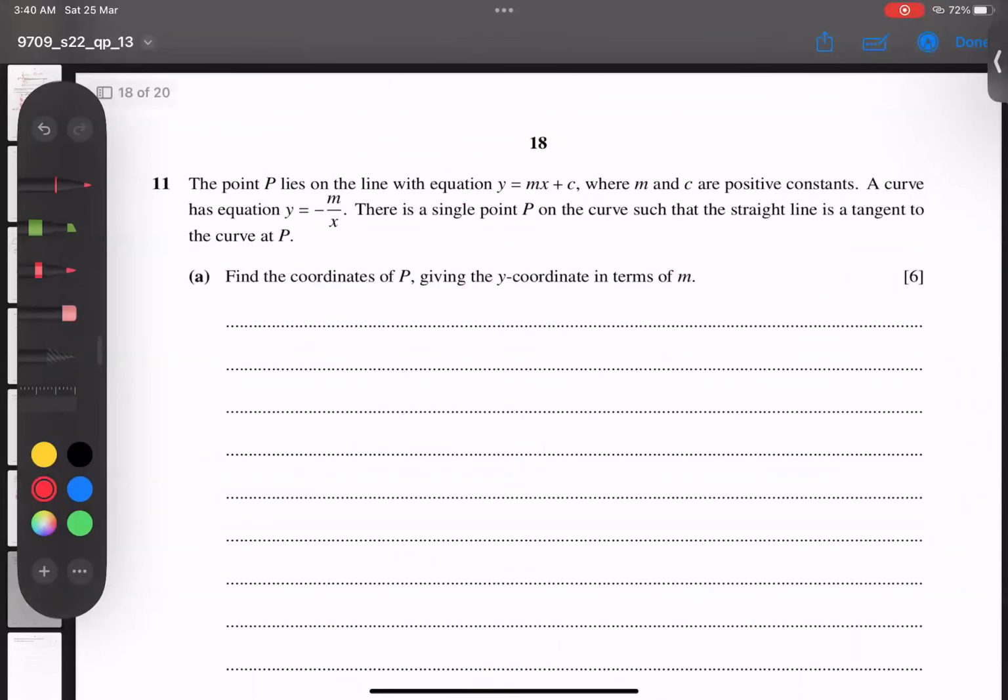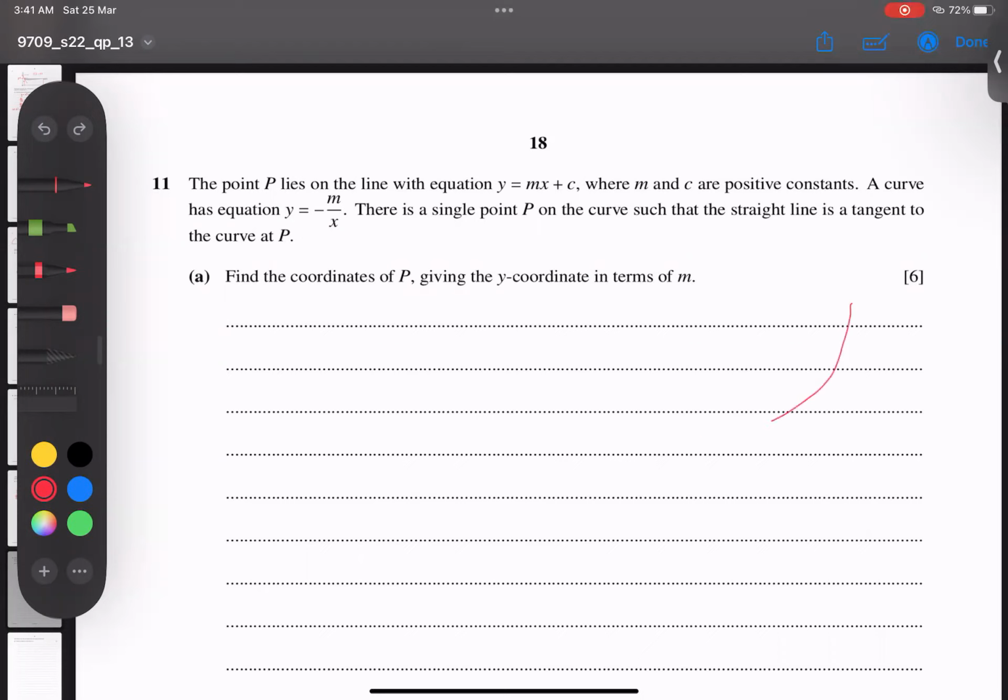The last question we have on the paper, and that is given by him, is: the point P lies on the line this, all right. So it's a straight line equation. And he mentioned that point P lies on the straight line, okay. And the curve equation has this one, all right. There is a single point P on the curve such that the straight line is a tangent to this one. So I repeat again, he's saying this is a straight line and the curve equation is given by him. There's a single point P on the curve such that the straight line is tangent.